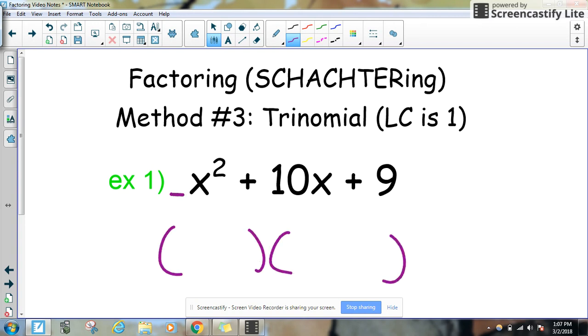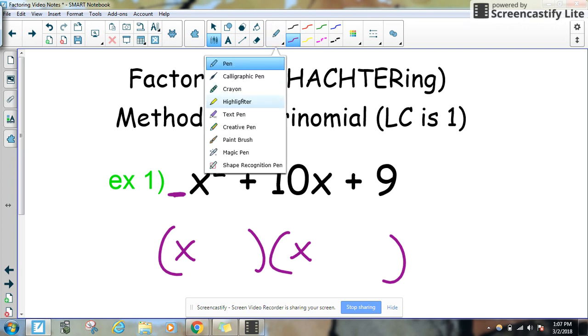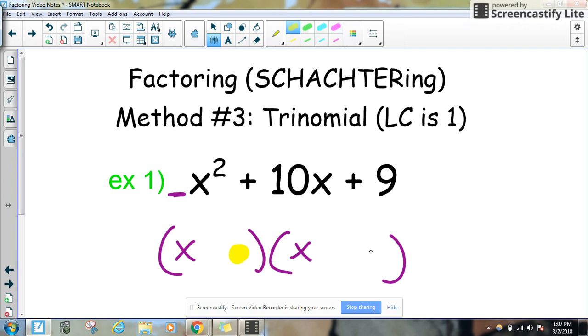Now, for this particular method, we're going to assume that the leading coefficient is always going to be 1. And what that means is in your binomials, we're always going to have an x and an x in the front slots, because x times x will always give us 1x to the second power. So now the question is going to be, what numbers go here and here?